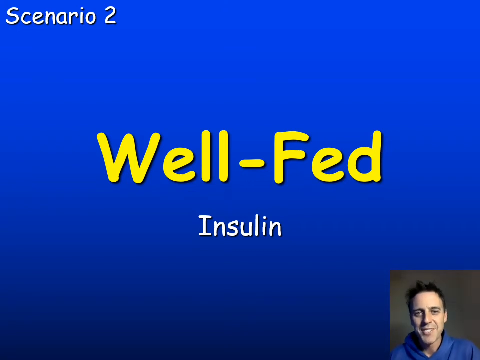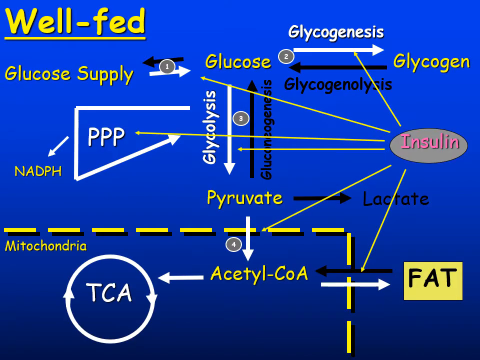So that wraps up the starvation scenario. Let's turn now to scenario number 2, the well-fed scenario, which of course is driven strongly by the hormone insulin. And you can immediately see the massively broad role of insulin when we come back to our picture or our overview of the carbohydrate metabolism pathways. In effect, everything that you saw during starvation has been reversed by insulin.